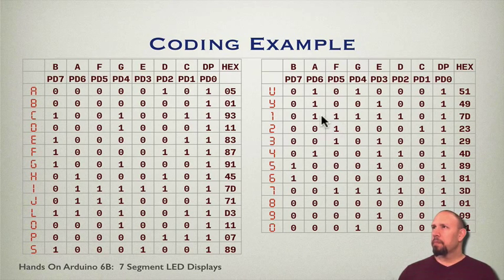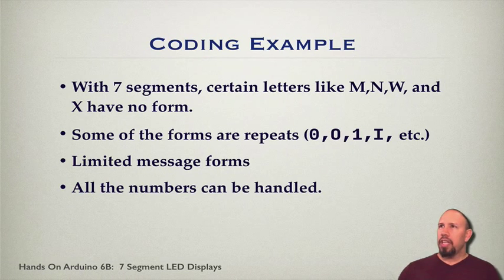Okay, so here's the A that I showed before, and here's the hex value that's associated with that. I have not only the binary values that are needed, but also the hex values for that particular example. So when it comes to coding with 7 segments, there are certain letters like M, N, W, X that you can't really form using the 7-segment display. There are workarounds where some configuration of the LEDs represents those letters, but it's not at all natural.